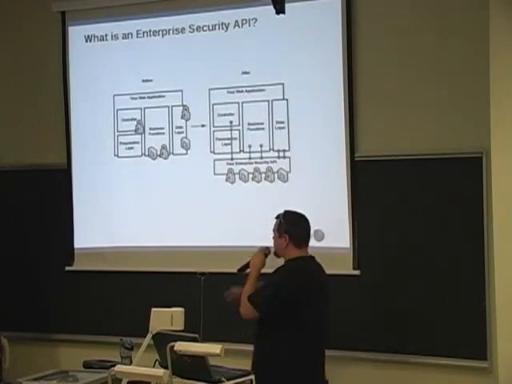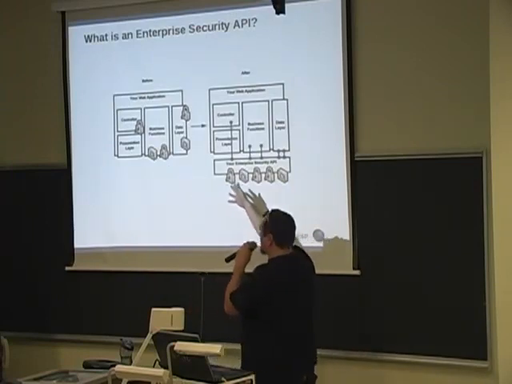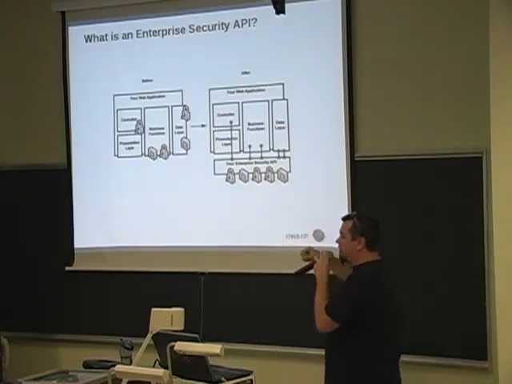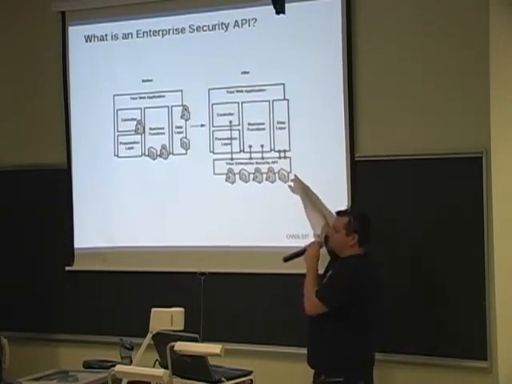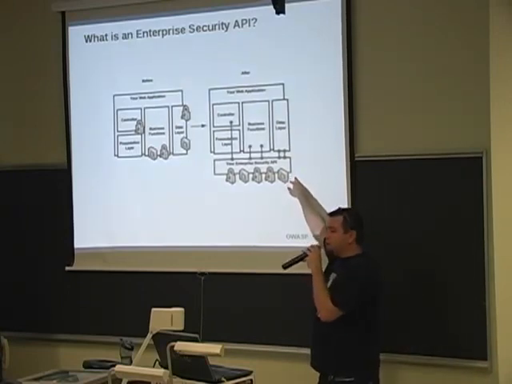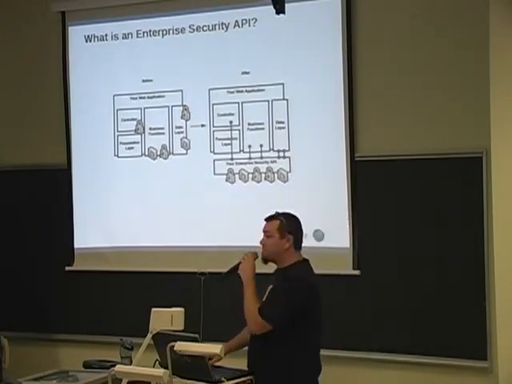So this is probably what your application looks like without the ESAPI. You've got all these security controls out there, and you call them individually. When you add the API, everything comes through this service layer. Pretty self-explanatory graphic.